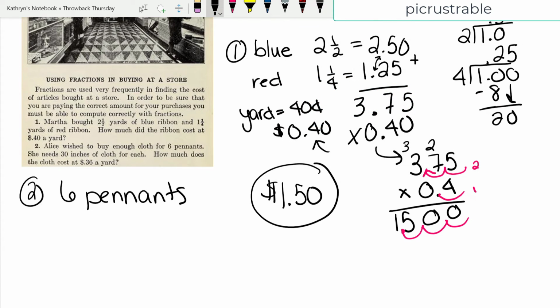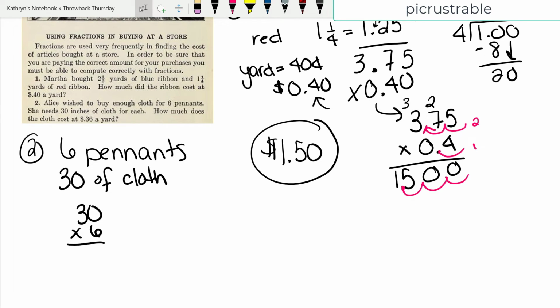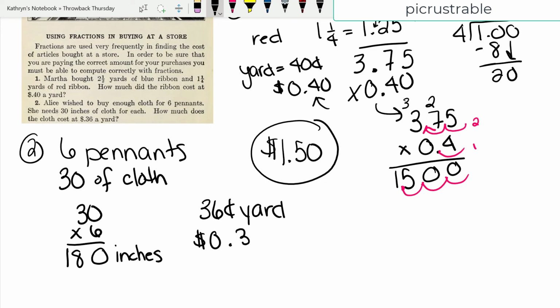She needs 30 inches of cloth for each. So let's figure out how much cloth she needs. We're going to take 30 times 6. Remember, she needs 30 inches for each. 6 times 0 is 0. 6 times 3 is 18, so 180. She'll need 180 inches. Now they tell us that the cloth is 36 cents a yard. We could also write it as 0.36.